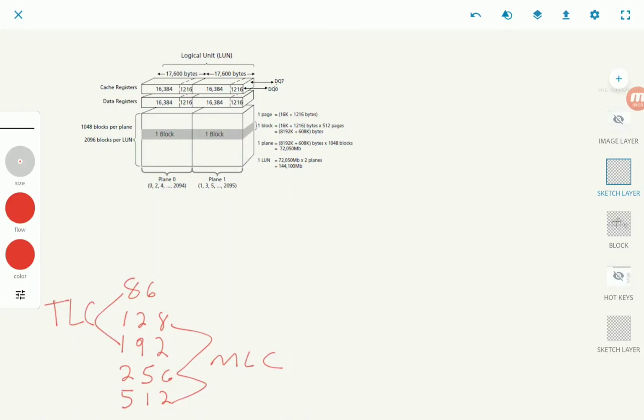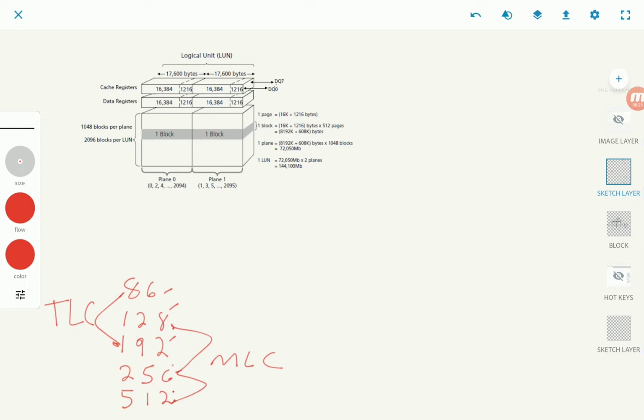Figure out the number of pages in a block. This is typically a multiple of some number. 96, 128, 192, 256, and 512 are common numbers. In TLC memory, 96 and 192 are common. In MLC, 128, 256, and 512 are common.